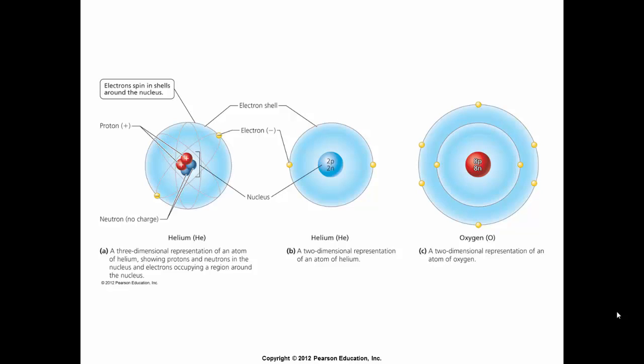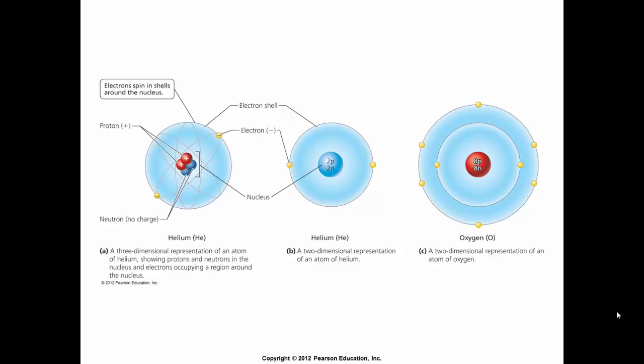If you look under C, you see an atom of oxygen. It has 8 protons and 8 neutrons located within the nucleus. You notice 2 electrons in the first shell surrounding the nucleus. That is the maximum number that shell can hold. Then you see 6 located in the second shell. The second shell can hold a maximum of 8 electrons.